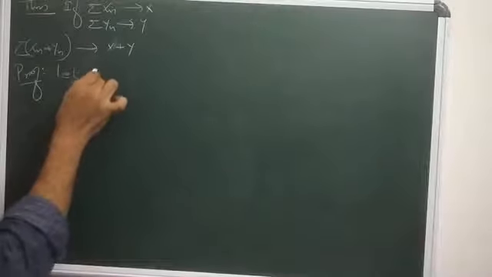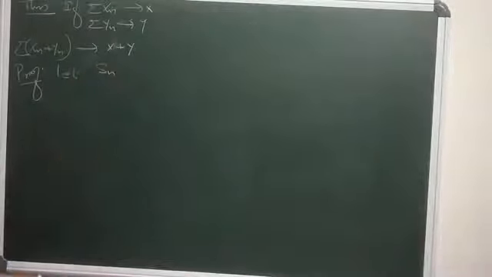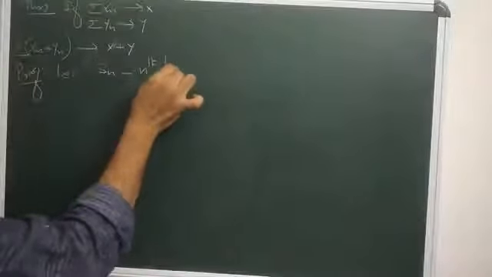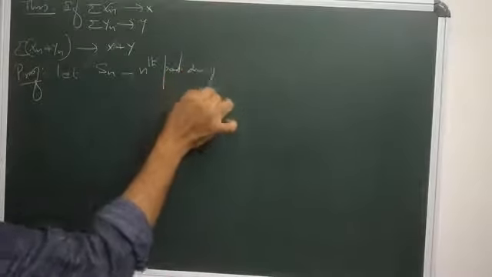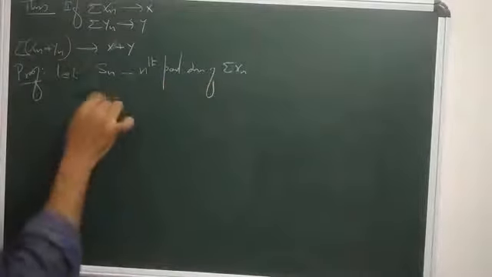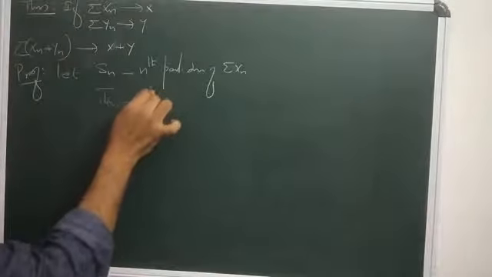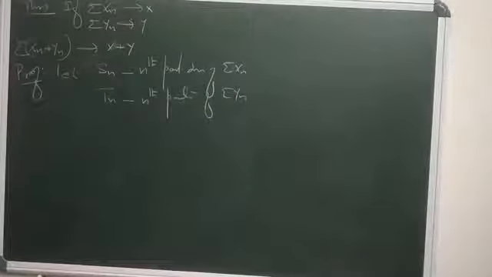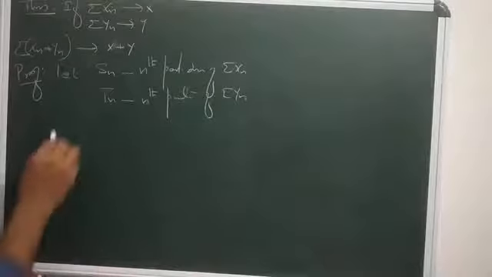let Sn be the nth partial sum of sigma xn and Tn be the nth partial sum of sigma yn.